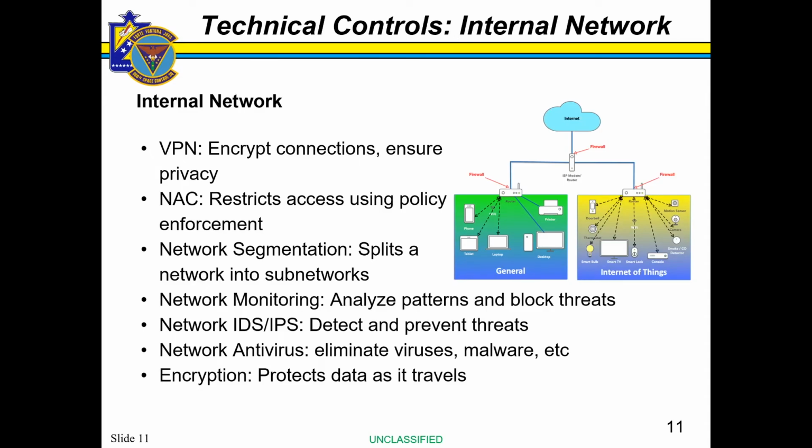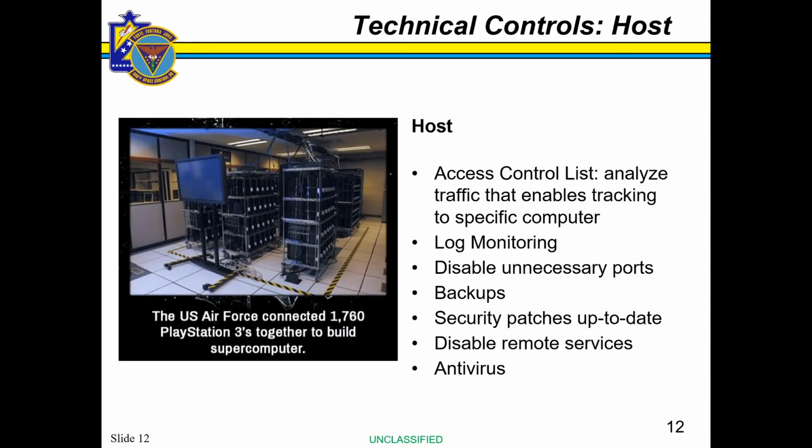The next layer is the internal network layer. The measures include our VPNs, network access control that restricts access using policies, network segmentation that splits the network into multiple groups, network monitoring to monitor traffic, network IDSs and IPSs, network antivirus, encryption, etc.